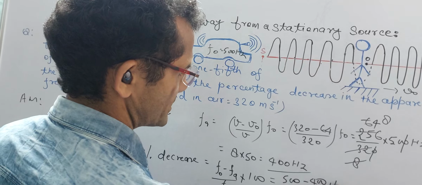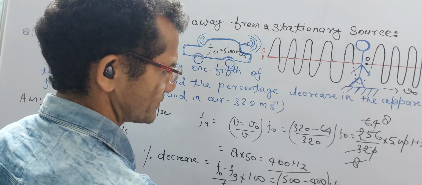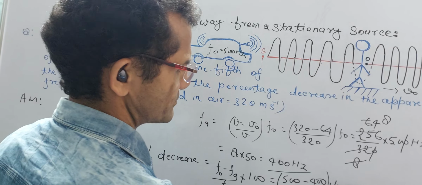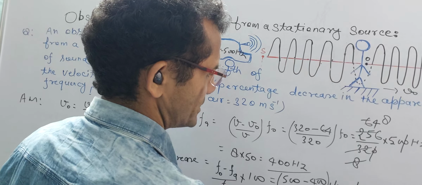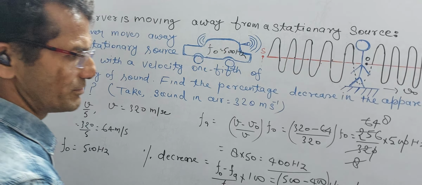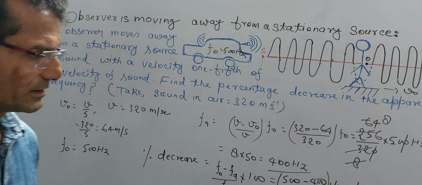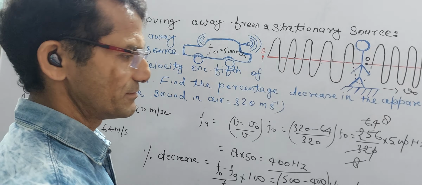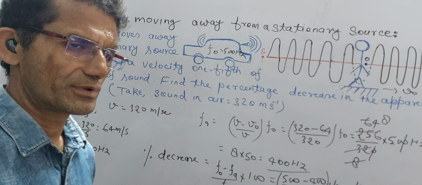Multiplying by 100 and simplifying, 500 minus 400 becomes 100. 100 into 100 divided by 500, and the two zeros cancel out. Now if you divide 100 upon 5, it comes out 20%. So our frequency is decreased in terms of percentage. The apparent frequency will be less than the original frequency.